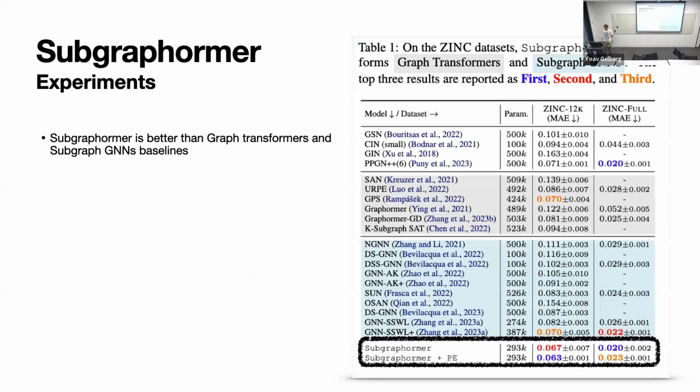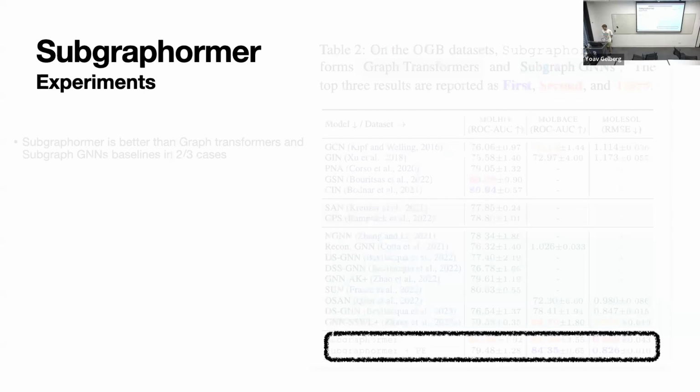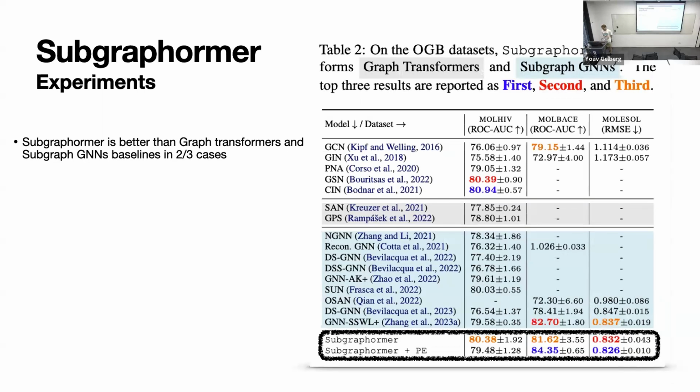So, some experiments. We benchmarked our method with subgraph GNNs, graph transformers, and other architectures for graphs. What you see here are the results over the Zinc 12K dataset and the Zinc full dataset. And we pretty much outperformed all of these baselines. We also tested our method on the OGB datasets, again against graph transformers and subgraph GNNs. And in 2 out of the 3 datasets, we also outperformed these baselines.